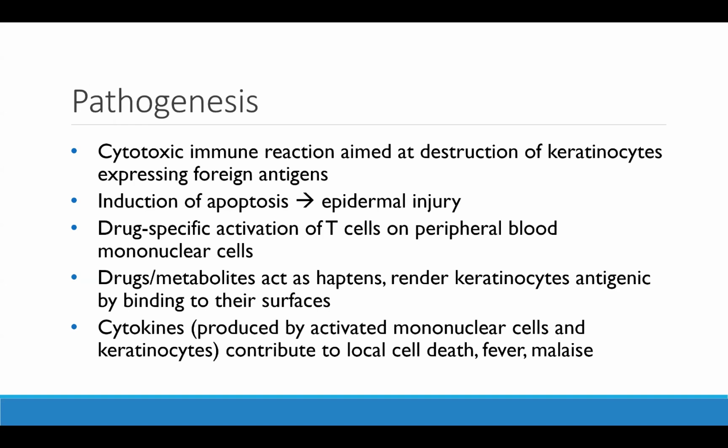What is the pathogenesis of SJS-TEN? This is a cytotoxic immune reaction aimed at the destruction of keratinocytes expressing foreign antigen. There is induction of apoptosis causing epidermal injury. You have drug-specific activation of T cells on the peripheral blood mononuclear cells. The drugs or metabolites act as haptens. They render the keratinocytes antigenic by binding to their surfaces. And the cytokines, which are produced by activated mononuclear cells and keratinocytes, contribute to local cell death, fever, as well as malaise.